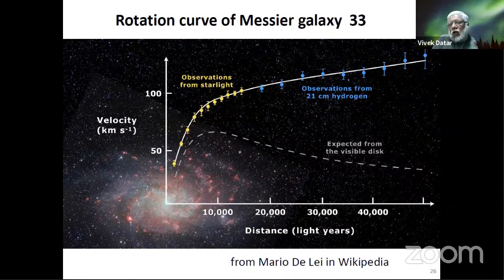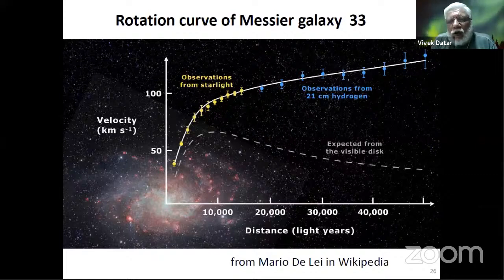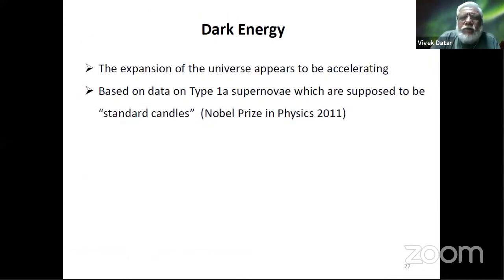And this you cannot see because you don't see any stars corresponding to that matter. And therefore that came to be then known as dark matter. There is also another thing, since I want to complete this story about astrophysics. The expansion of the universe appears to be accelerating, and this is based on some kind of supernova, which are supposed to be standard candles. And this even fetched a Nobel Prize in 2011.